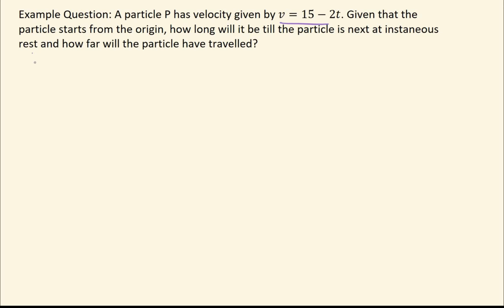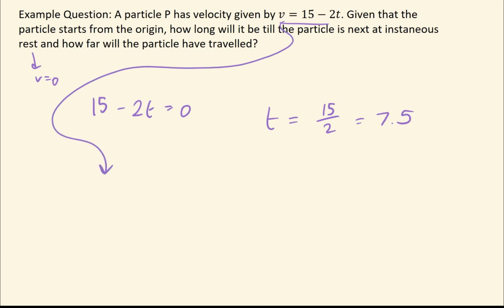So for a particle to be at rest, we're looking for velocity to equal 0. So we have 15 minus 2t equals 0. And solving that, t is going to be 15 over 2, which is the same as 7.5. We then want to work out how far the particle will have travelled. So for that, we're going to use this formula. We know v equals 15 minus 2t, and from what we just saw, we can also write velocity as dx by dt.